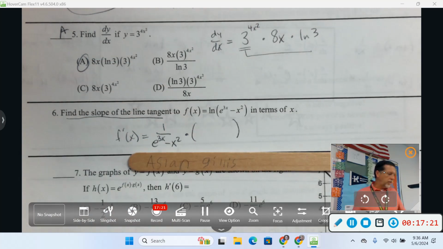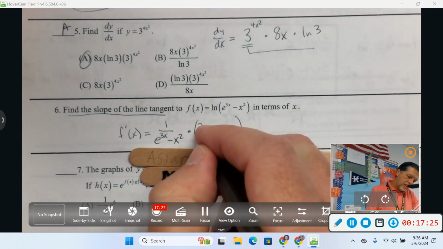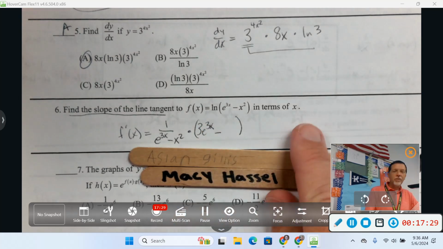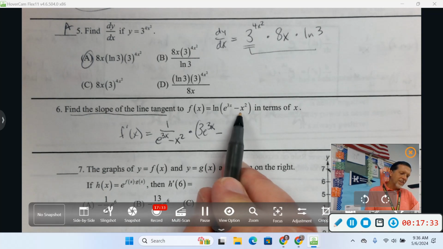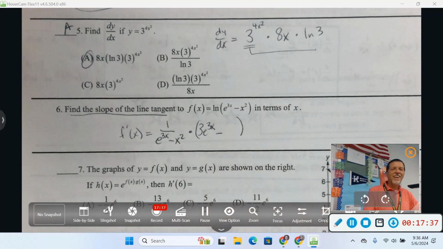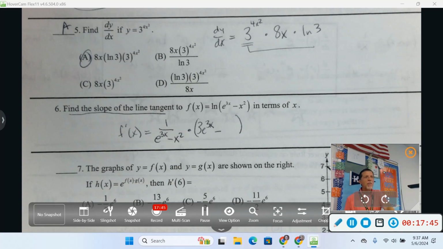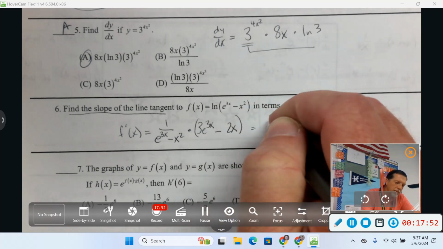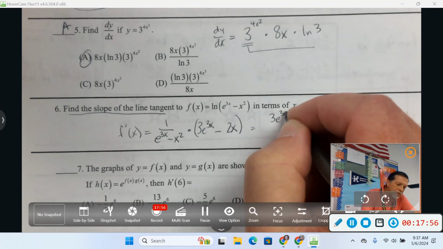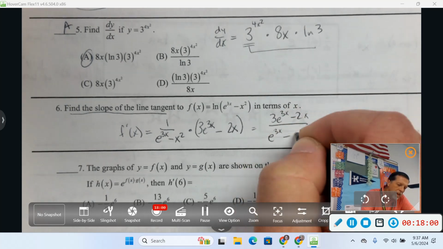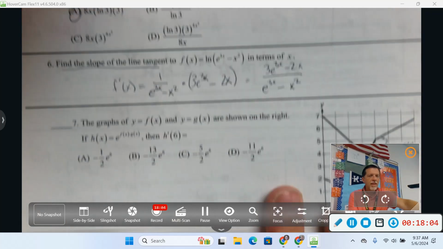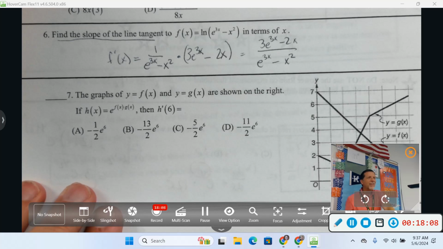So, Aslan, what's the derivative of e to the 3x? 3e to the 3x. And Macy, what's the derivative of x squared? You should be able to tell me the derivative of x squared. It is 2 something. That's the power rule, so 2x. And that's fine. I guess we could rewrite this a little bit better. That's correct. I lose sight of the chain rule when I just do u prime over u. I'm used to doing 1 over u times the derivative of u. But it is always that.